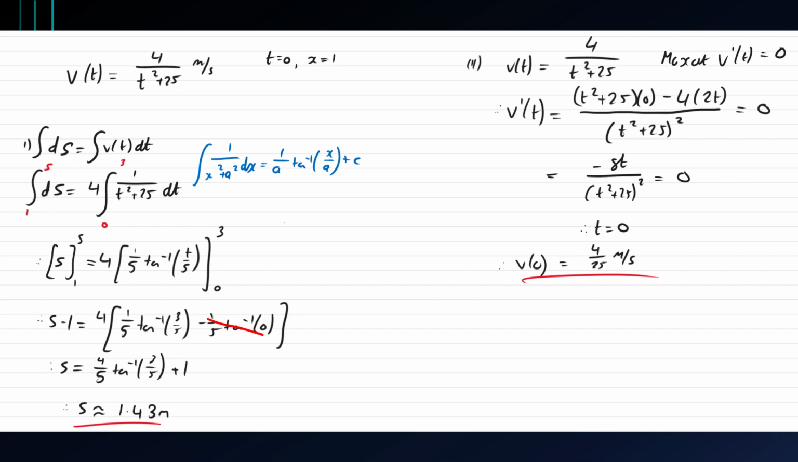is 0. So differentiating, when using the quotient rule, we get minus 8t over t squared plus 25 all squared equals 0. So that can only be true when t is 0. Then when t is 0, we substitute it back into v of t, and we find and prove that the maximum speed is 4/25 meters per second.